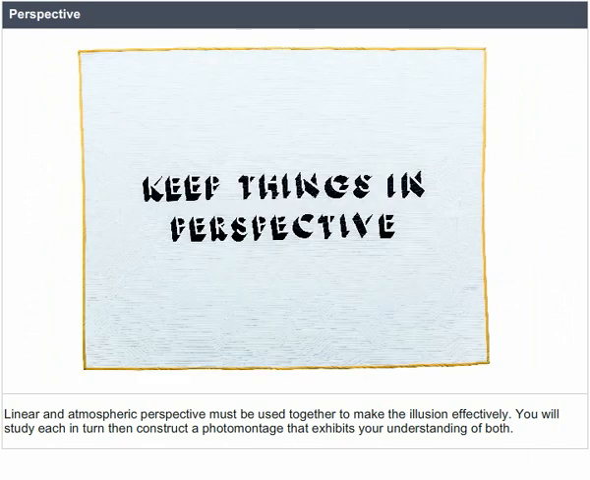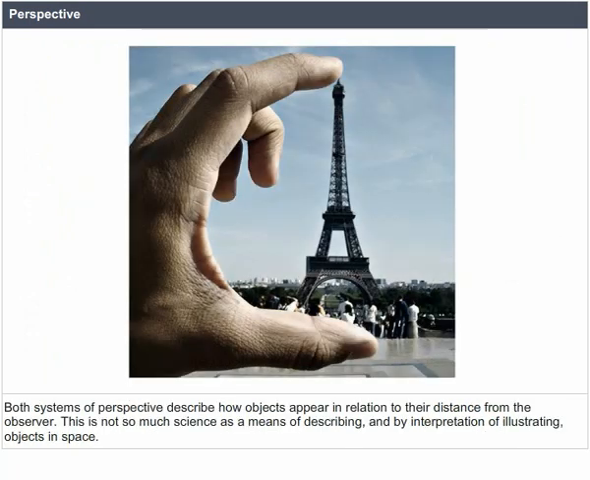Linear and atmospheric perspective must be used together to make the illusion effectively. You will study each in turn, then construct a photo montage that exhibits your understanding of both. Both systems of perspective describe how objects appear in relation to their distance from the observer. This is not so much science as a means of describing and, by interpretation, of illustrating objects in space.